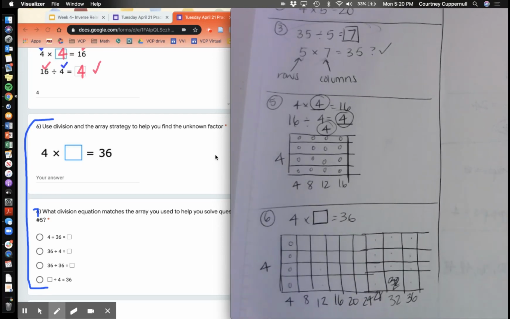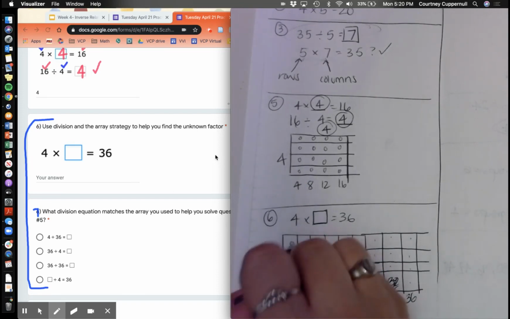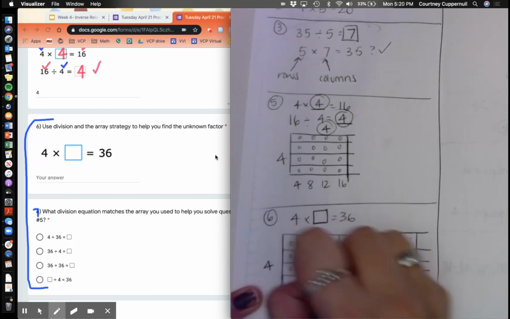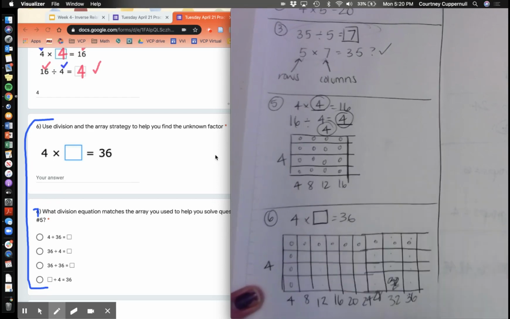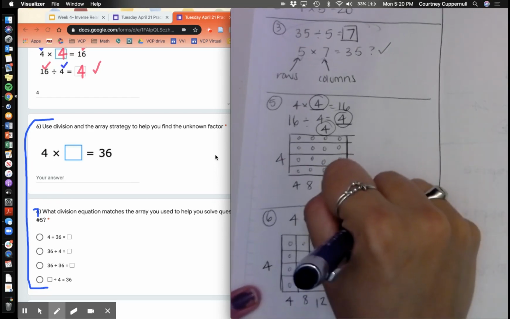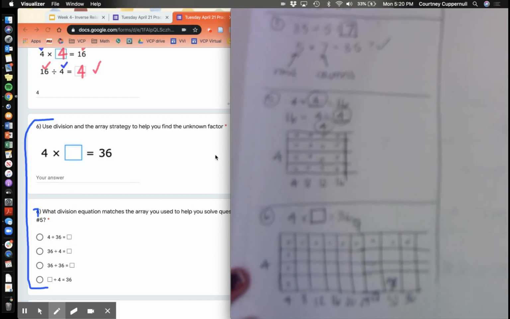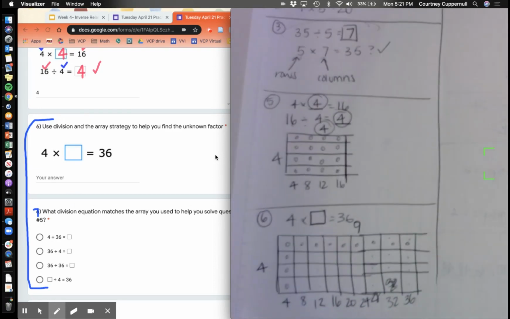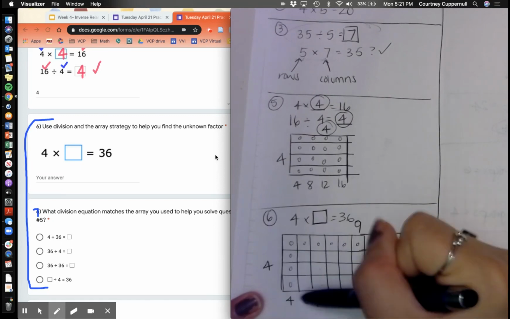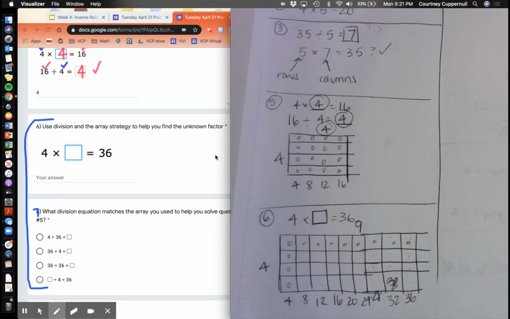So now I just have to count how many boxes I actually created in each row. So I know that I have 1, 2, 3, 4, 5, 6, 7, 8, 9. So I created 9 columns when I did that. If you drew circles and then created circles stacked on top of each other, that's totally fine too. I just like to think in boxes sometimes, so I wanted to reveal that strategy to you as well.